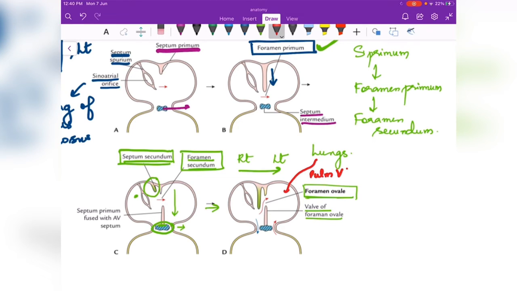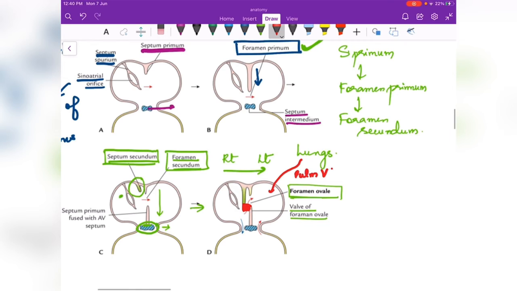There will be flow into the left atrium, and because of the pressure, the septum primum will fuse with the septum secundum. They will come in contact, and there will be fusion and closure. There will be closure of the foramen ovale once the lungs start functioning.